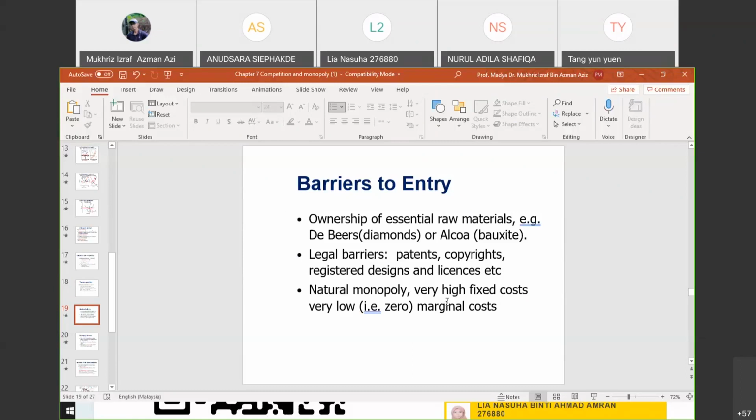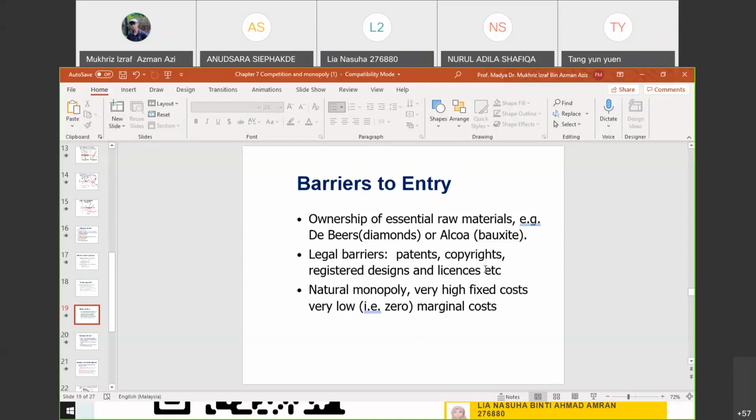So very big capital, just like Tenaga Nasional Berhad, TNB, the main supplier of electricity in Malaysia. So these are some of the examples. So for example, in the case of Malaysia, you can identify a few monopolies.